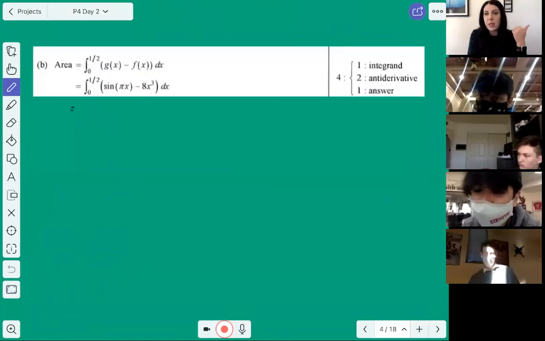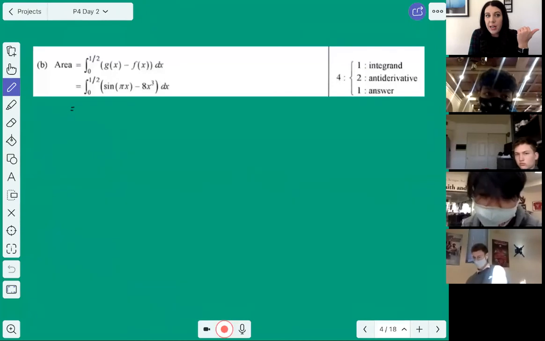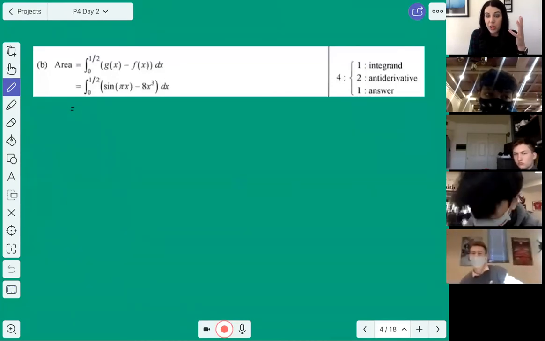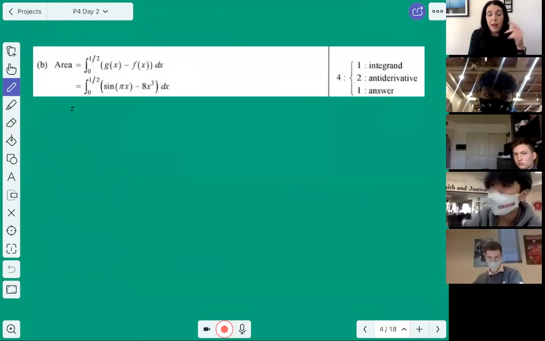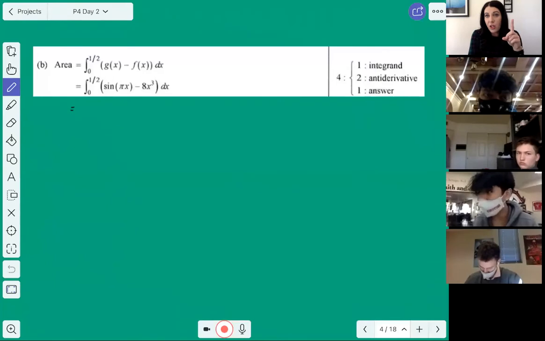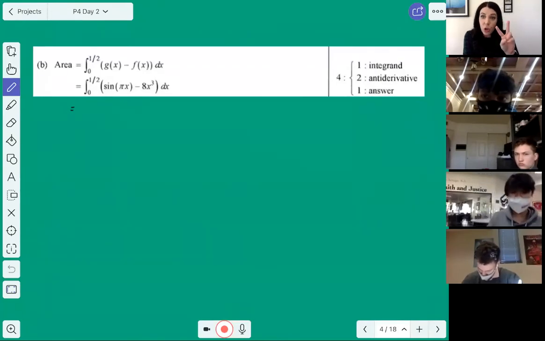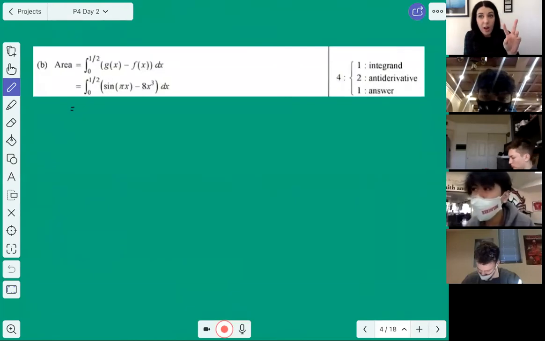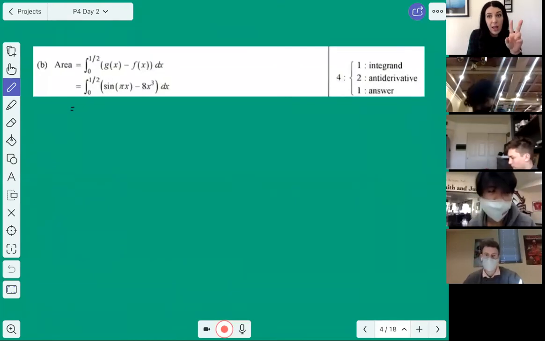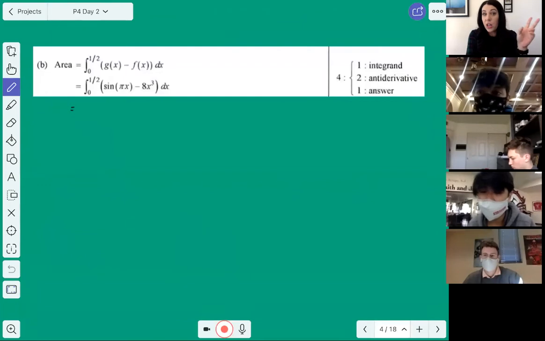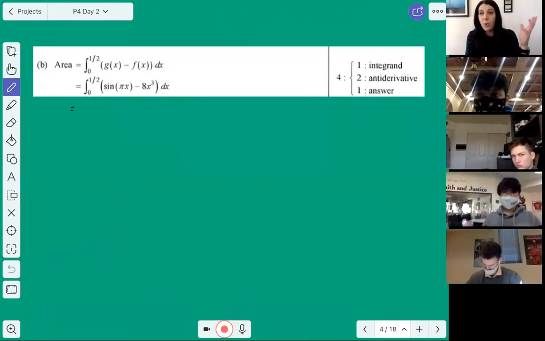So the first point again was that setup, the integrand itself. So 0 to 1/2. Notice they have area equals. Make sure you have area equals. The integral from 0 to 1/2 of the function minus the other function. You need the dx. That's the first point. The second point is, there's 2 points next. You can get one or both of those. So you could get a total of 3 points on this problem, or 2 points, or whatever.